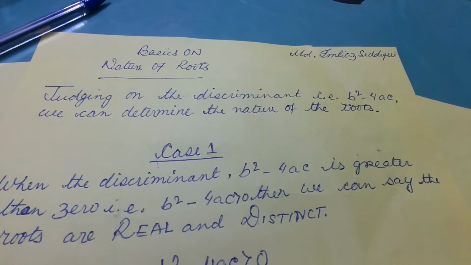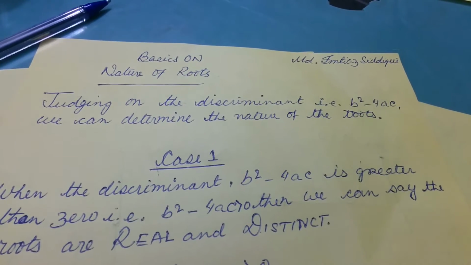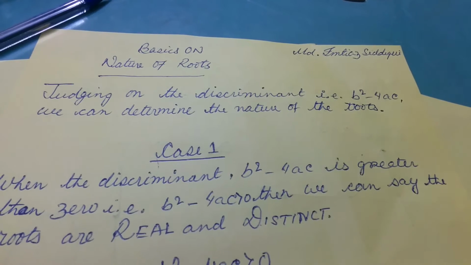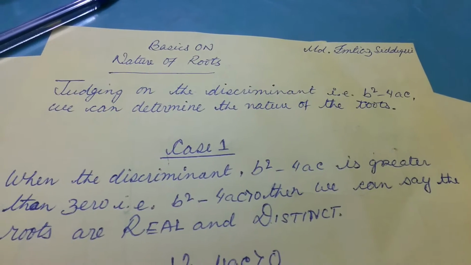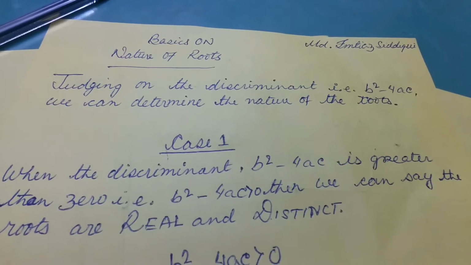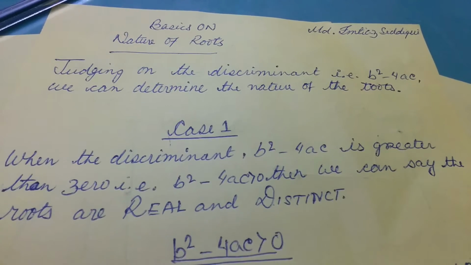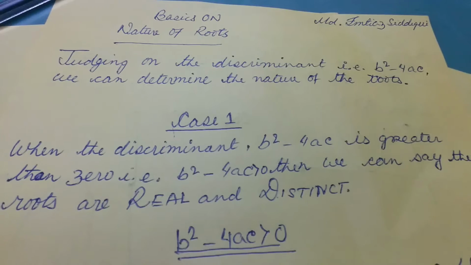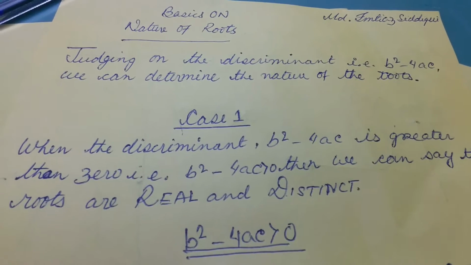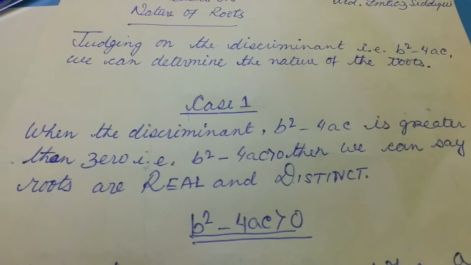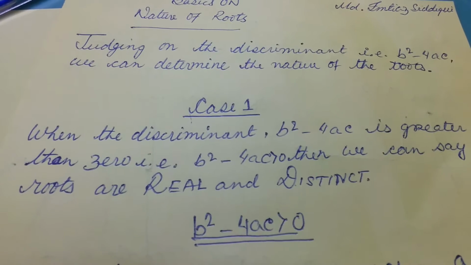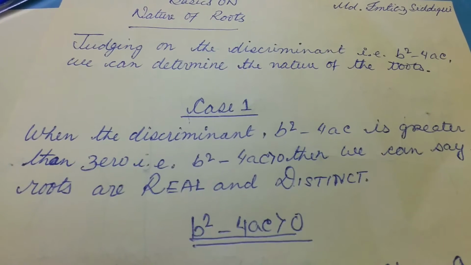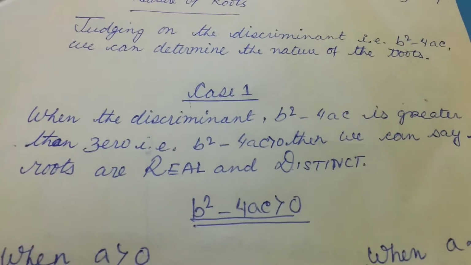Hello everyone, today we're gonna learn some basics on nature of roots. Judging on the discriminant, which is b squared minus 4ac, we can determine the nature of the roots. This discriminant is a very important part of the quadratic equation as it helps us to determine the nature of the roots, whether the roots are going to be real and distinct, imaginary or complex, or whether they're gonna be repetitive.